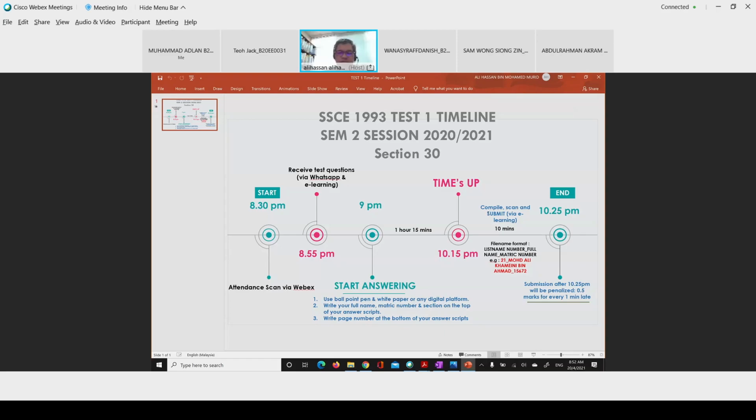When you scan, please scan it clearly. You have submitted your assignment 1, assignment 2. Some of them are horrible. I have difficulty because they look very blurry sometimes. So please make sure you scan the solutions clearly and use a ballpoint pen and white paper. Write your full name, matric number, and section on the top of your answer scripts.